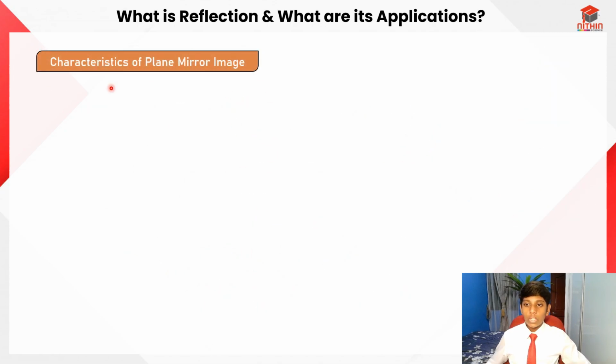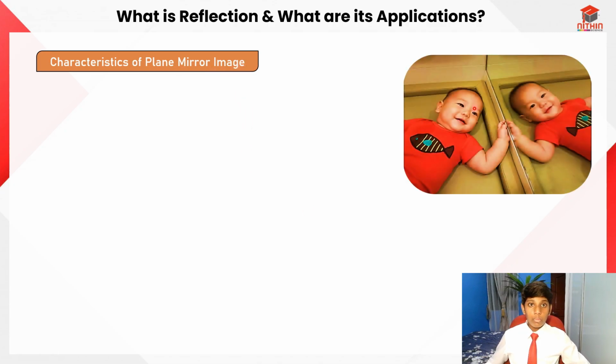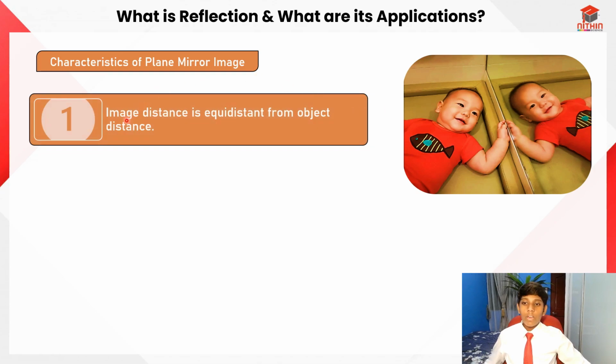Next we have the characteristics of a plane mirror image. Here we can see this adorable child sleeping beside a mirror. He is lying down beside a mirror, and we can see that his mirror image is formed. So what are the characteristics? First of all, the image distance is equidistant from the object distance. It is basically equal distance. So the image distance is equal.